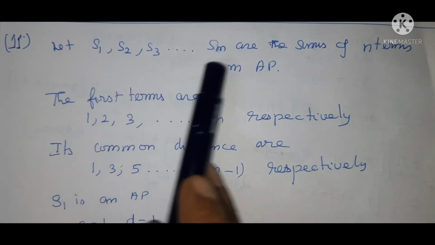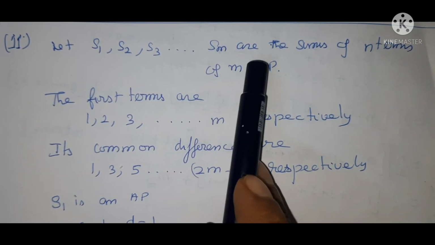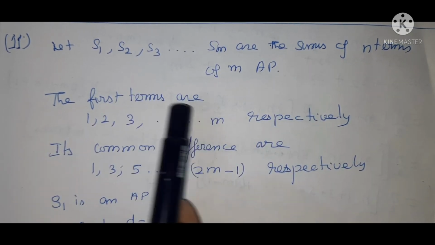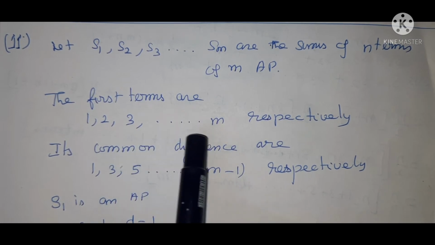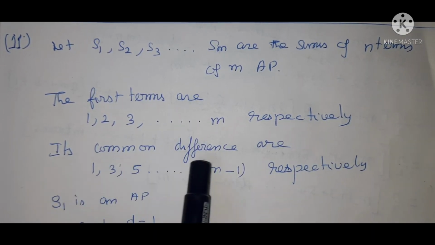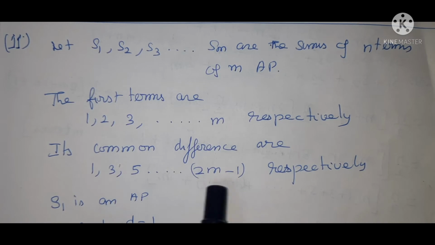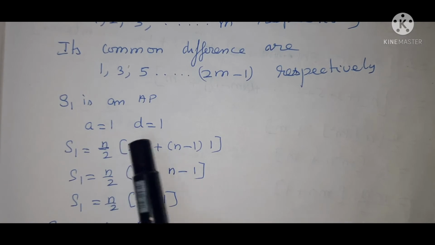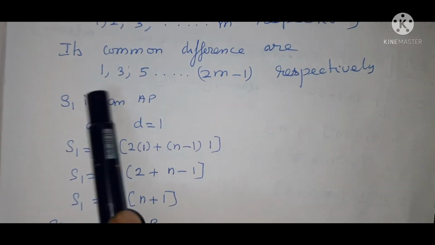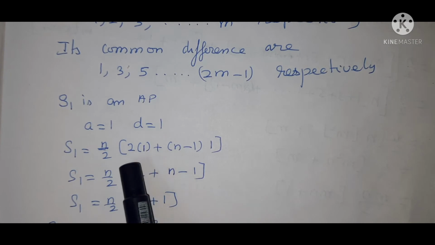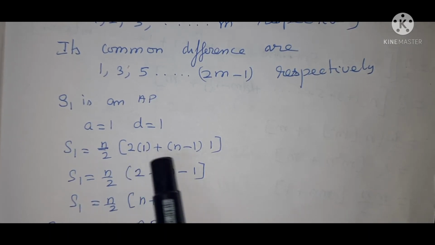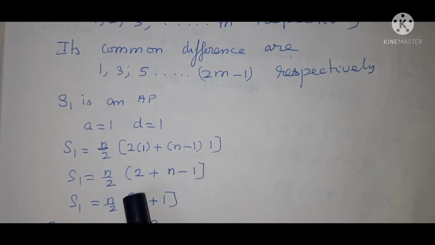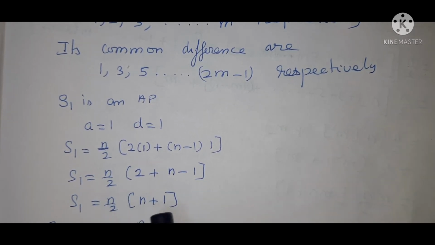Let S1, S2, S3, Sm be the sums of n terms of an AP. The first terms are 1, 2, 3 up to m respectively. Its common differences are 1, 3, 5 up to 2m minus 1 respectively. S1 is an AP, A is 1, D is 1. S1 is n by 2, 2 into 1 plus n minus 1 into 1. S1 is n by 2, 2 plus n minus 1. S1 is n by 2, n plus 1.